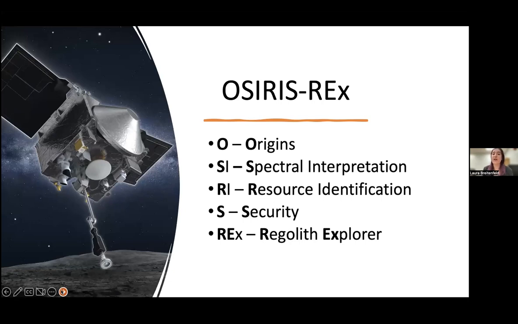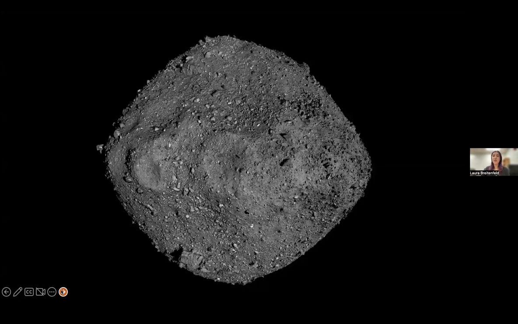OSIRIS-REx stands for Origins, Spectral Interpretation, Resource Identification, Security, and Regolith Explorer. And my work falls under the Spectral Interpretations category. This is an image of the asteroid Bennu that I'll be talking to you about today.